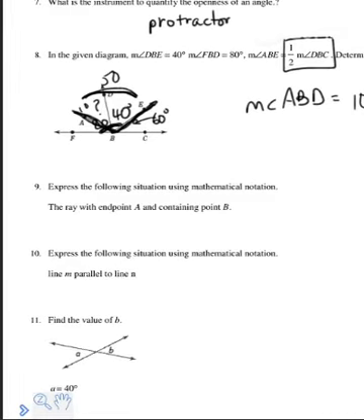Number 9, a ray with an endpoint A and heading towards a point B. So that's mathematical symbolic notation for a ray with an endpoint of A containing point B. For number 10, a line M is parallel to line N. So M parallel to N.